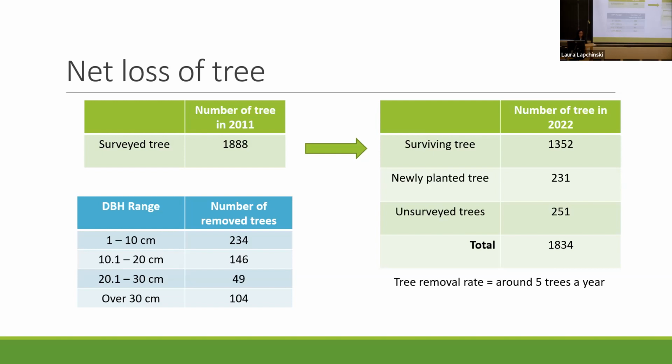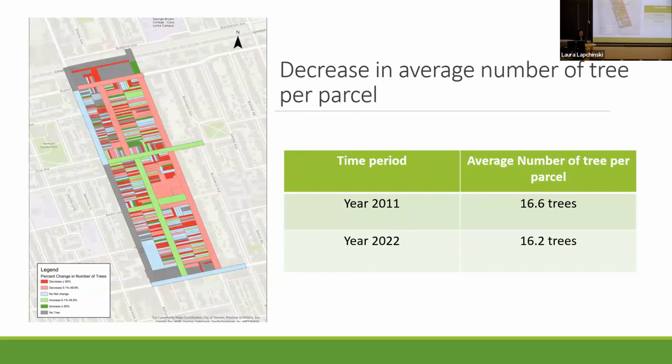The removal rate is calculated as roughly 5 trees per year, and most of the removed trees were small to middle-sized trees. However, it is also noticeable that there is a high number of large tree removals. And next, it is also found out that there is a decreasing trend in the average number of trees per parcel. From the figure, the red and pink colors represent decreasing numbers of trees, and obviously occupy most of the parcels in the Annex neighborhood.